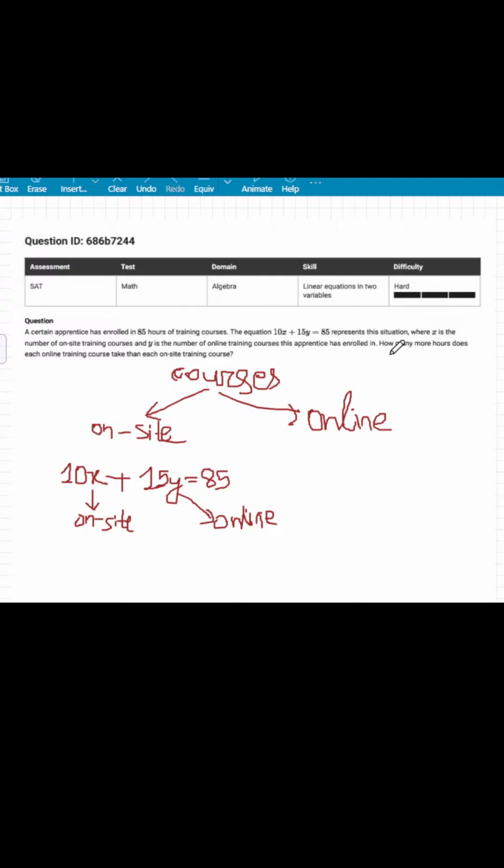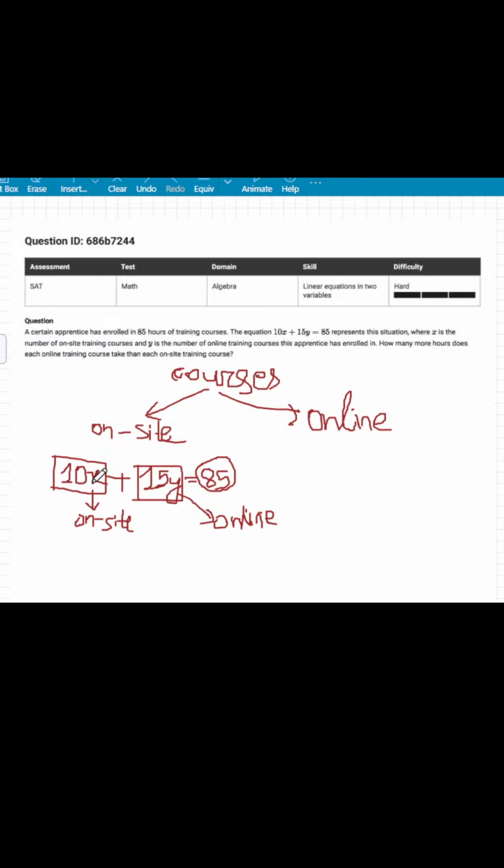So how many more hours does each online training course take than each on-site training course? So we have to find the duration of each online training course and on-site training course, and the difference between them. So since 85 is the total number of hours spent, here we have these many on-site and these many online courses. So we can get the total hours only by adding the hours for on-site and the hours for online. So this is the total hours for on-site, and 15y is the total hours for online.